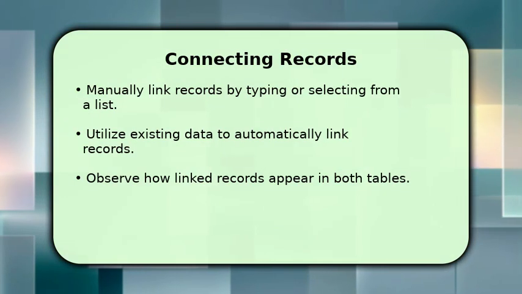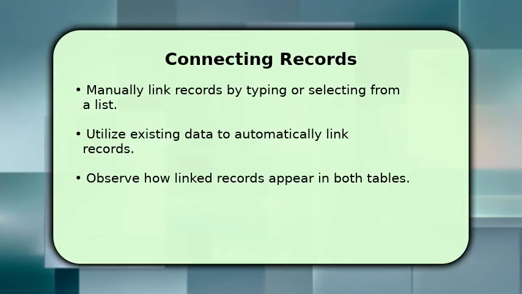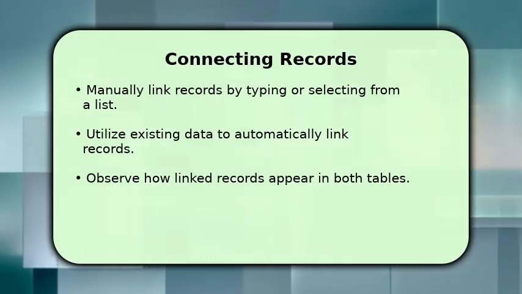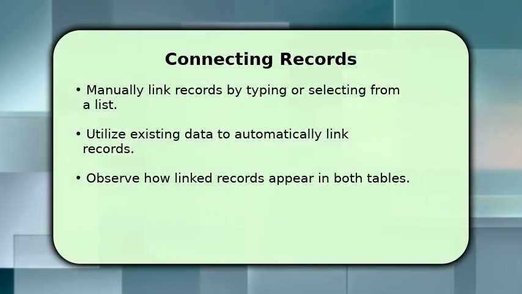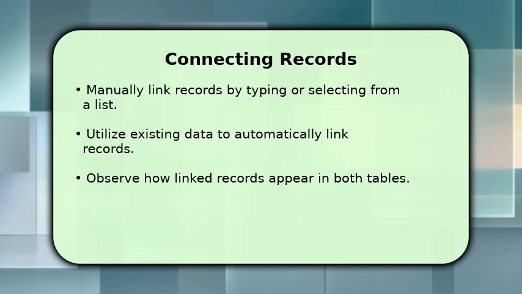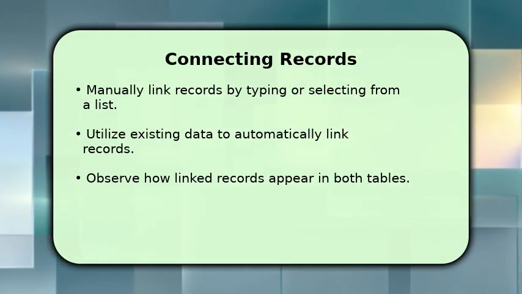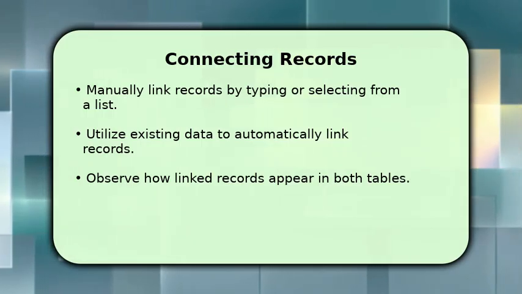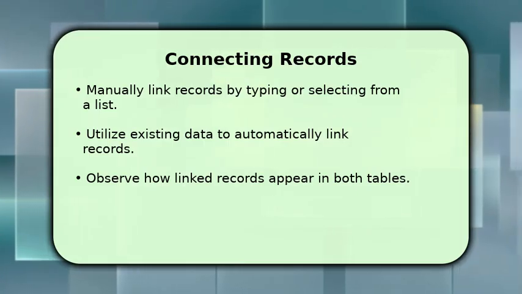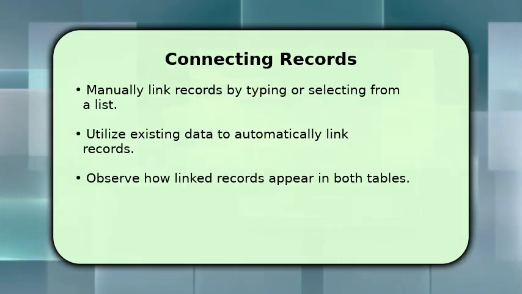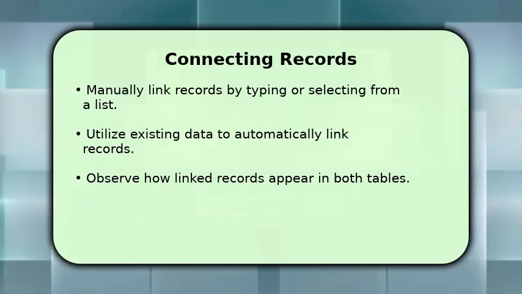With your link field configured, it's time to connect your records. You can manually link by typing in the record name or selecting it from a drop-down list. For larger datasets, Airtable can often suggest or even automatically link records based on matching data. Once linked, you'll see the connection reflected in both tables, creating a powerful two-way relationship. This ensures consistency and allows for easy navigation between related information, streamlining your data management.